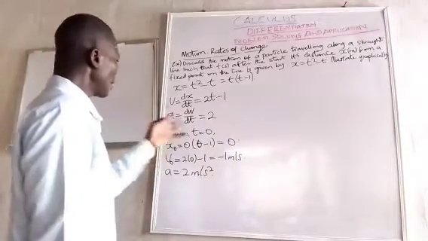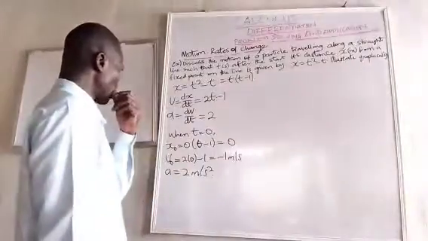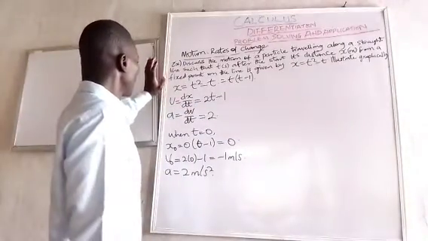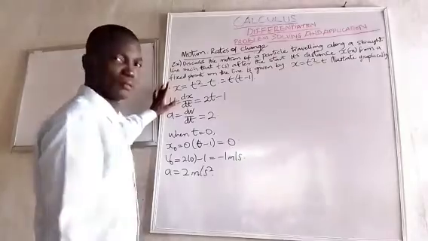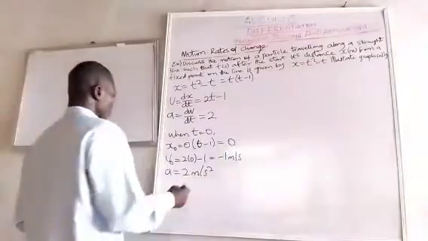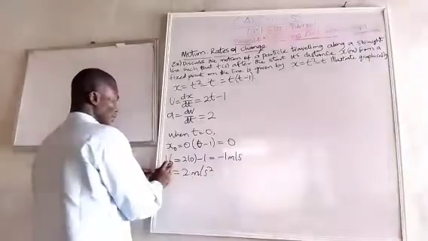Now, let us try to find something as well. When is x 0? There are 2 points at which x is 0. This one is used to denote the time.